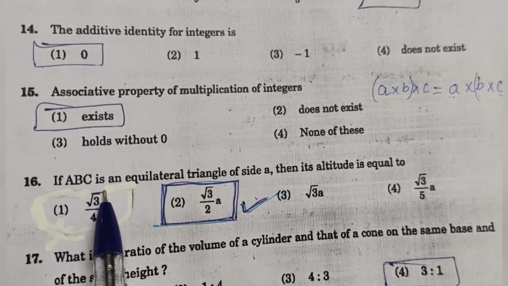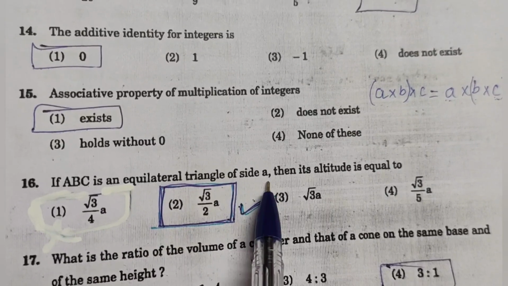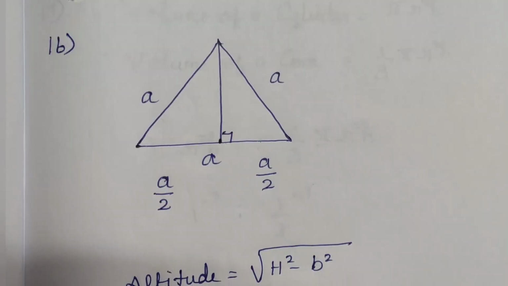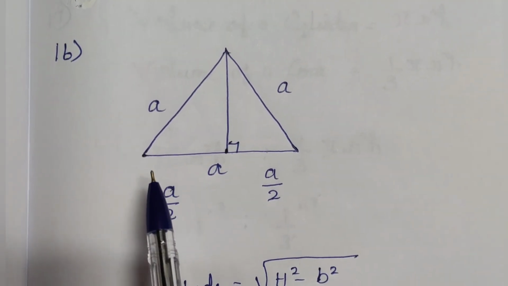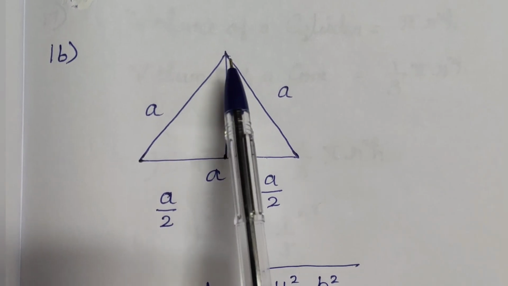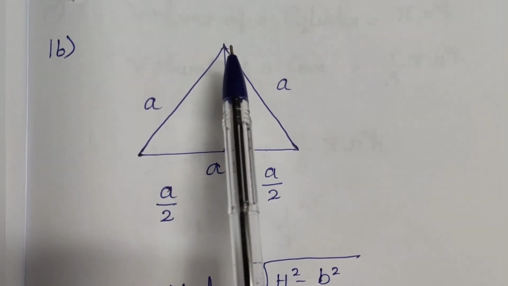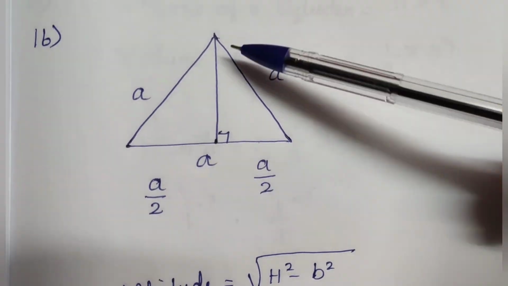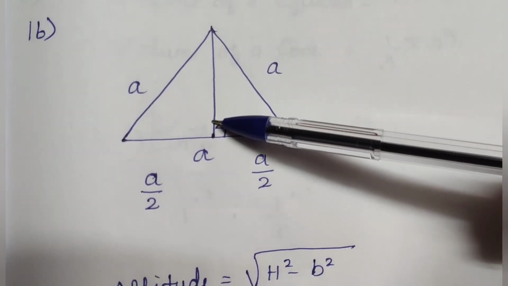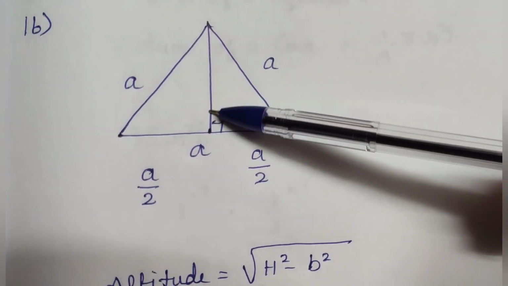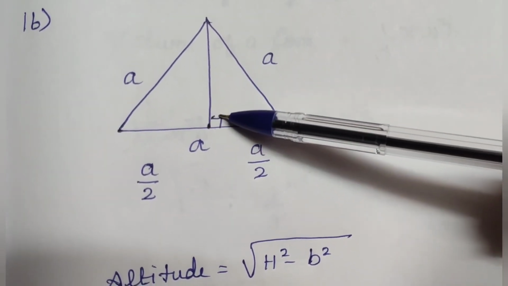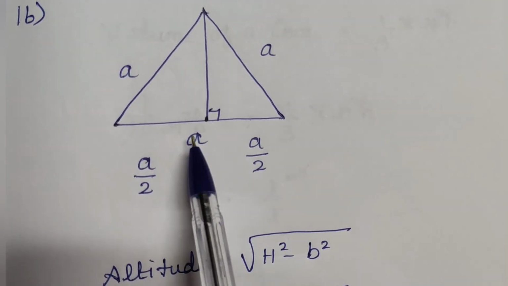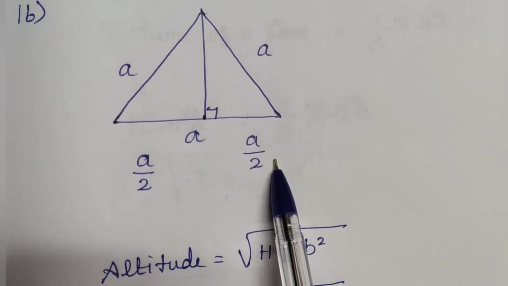16th question, if ABC is an equilateral triangle of side A, then its altitude is dash. Question is altitude of an equilateral triangle. An equilateral triangle means all the three sides are equal. Side A. Altitude means a perpendicular drop from the opposite vertex to the base. So a perpendicular drop. So here 90-degree angle is formed. And this divides the base into two equal parts. A becomes A by 2 and A by 2.